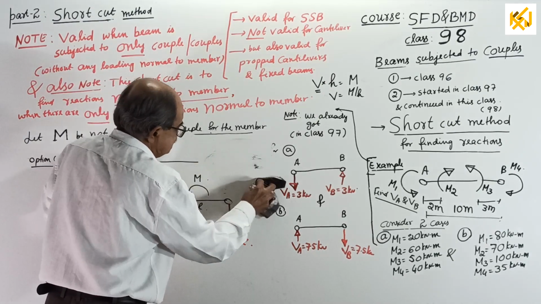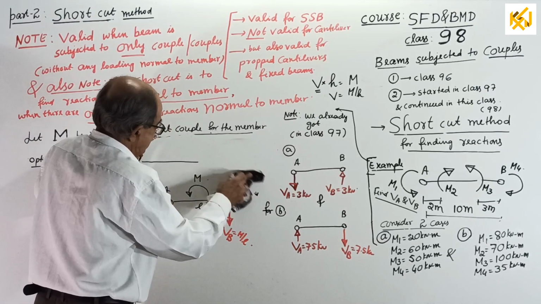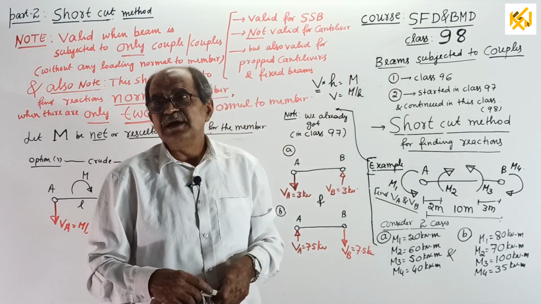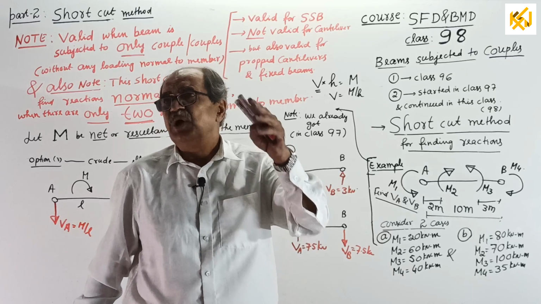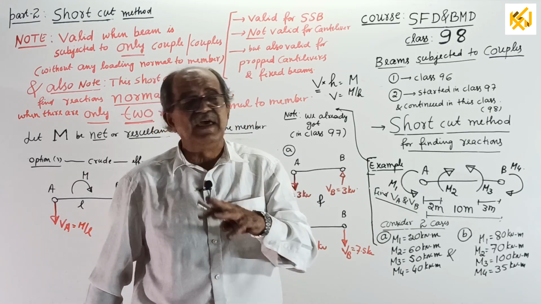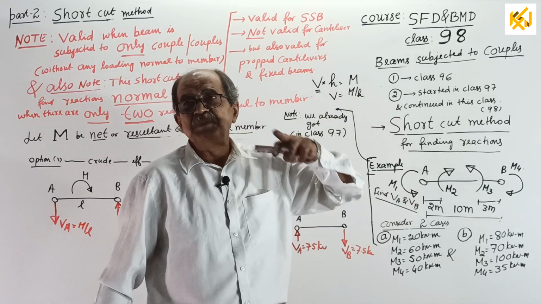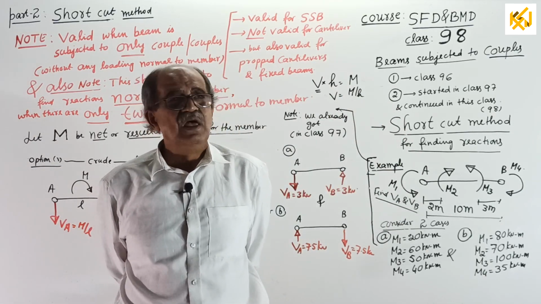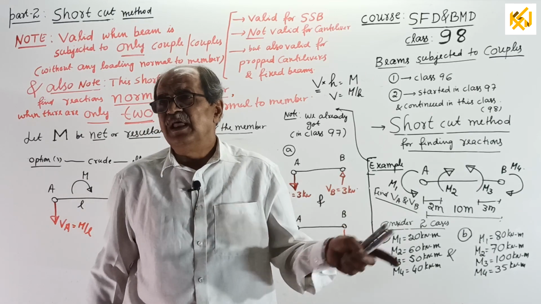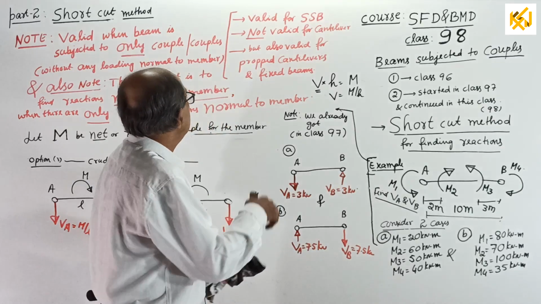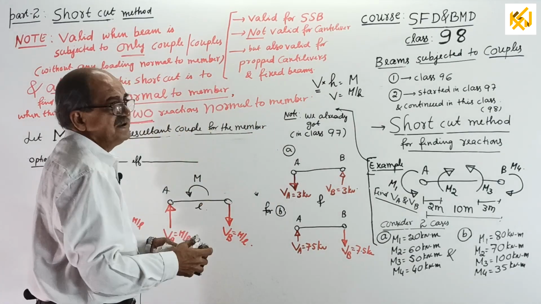See, once I explain all this concept with the example now, and in class number 99, I will explain how to find reactions when only couples are there, and also when loading and couples are there. Then after class number 101, when I go to SFD BMD for combination solve, every class I will tell reactions you find. I do not want to waste space here for finding reaction.